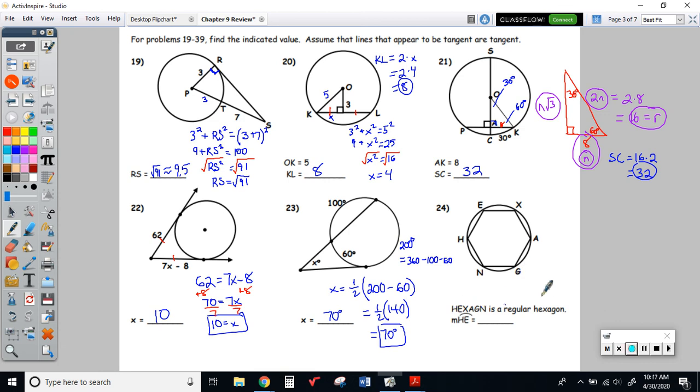Hexagon without an O is a regular hexagon. Measure of arc HE would be what then? If this is a regular hexagon, that means it splits it up into 6 equal parts here. So we could find the measure of this angle by just doing 360 divided by 6, which is 60, and the central angles are always going to match up with the arcs that they intercept. So we have 60 degrees for that right there. Just need to see that 360 divided by 6 work somewhere for that one.